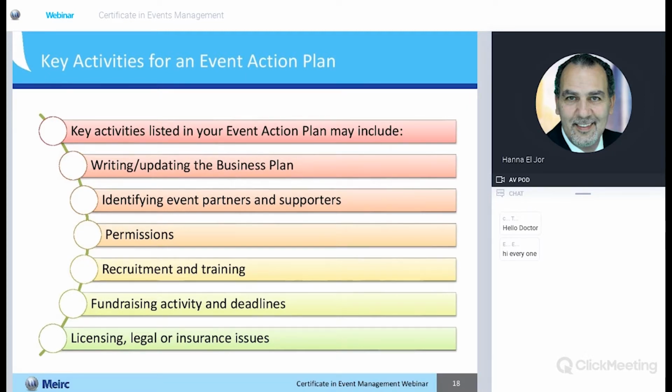Then start doing the recruiting, and of course, with every recruiting activity, training should be involved. And fundraising activity: start to look for sponsors, start to look for people who will donate money or will do some activities to raise some money for our event. And any type of legal and insurance issues, we need to take into consideration.